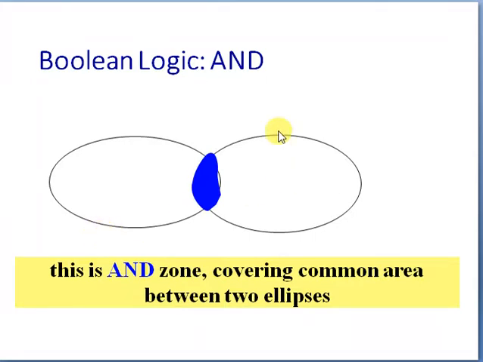The first one is AND. This AND is the zone covering the common area between two ellipses. We have population A and population B. What populations A and B have in common is called this ellipse, or AND. So AND is the intersection between two different terms or different statements.